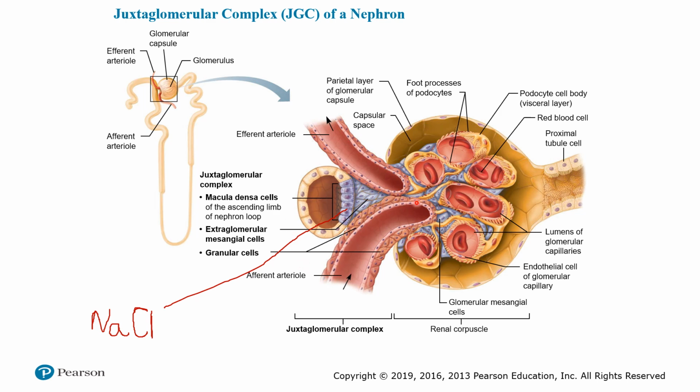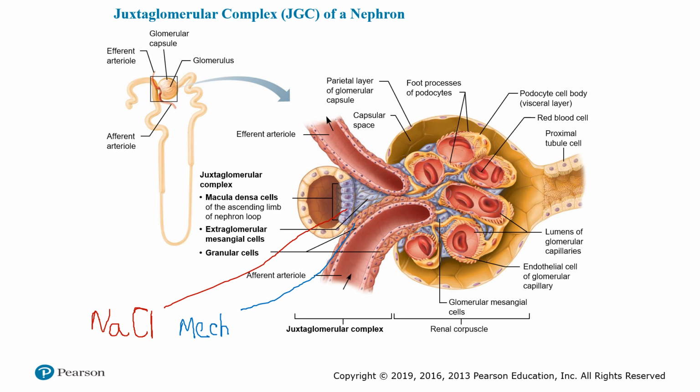And now this is the afferent arteriole, and these are the granular cells. Granular cells means that they must have some granules in them, and they contain granules which contain renin. And we know renin is very important in blood pressure management. And these cells act as the mechanoreceptors. When there is increased or decreased blood pressure, they can detect that. So let me label them. These cells, which are the granular cells, are mechanoreceptors. They can detect the blood pressure.